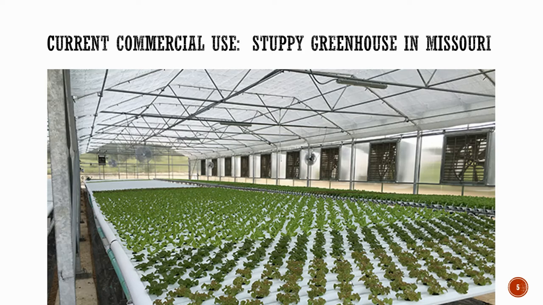This is an example of a current commercial greenhouse that uses hydroponics. This is Stuppy Greenhouse in Missouri. It is a greenhouse that commercially grows lettuce, and you can see the different varieties planted. This type of cultivation, the water runs in kind of that little gutter shaped piece, and you can see that it's closed off to keep the water clean and to also prevent different algae from growing, and then circulated throughout. It's kept in a temperature controlled greenhouse in this situation.